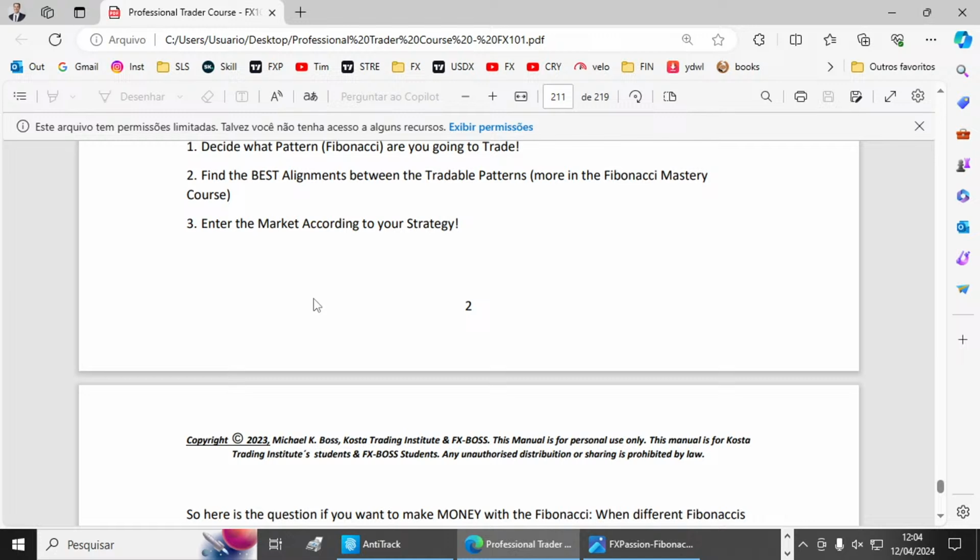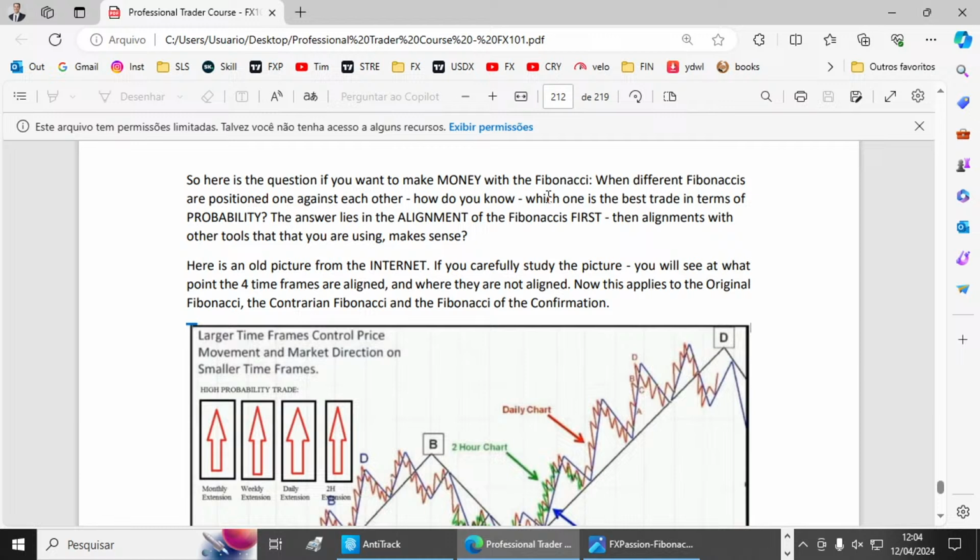So here is the question, if you want to make money with the Fibonacci, when different Fibonacci are positioned one against each other, how do you know which one is the best trade in terms of probability? Wow, great question. The answer lies in the alignment on the Fibonacci's first, then alignment with other tools that you are using. Makes sense?